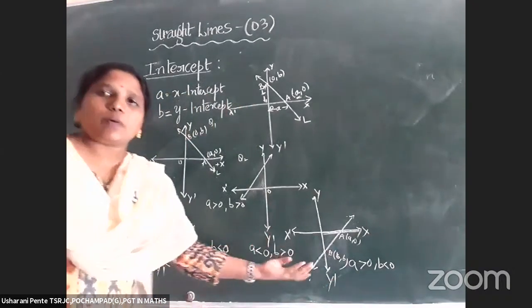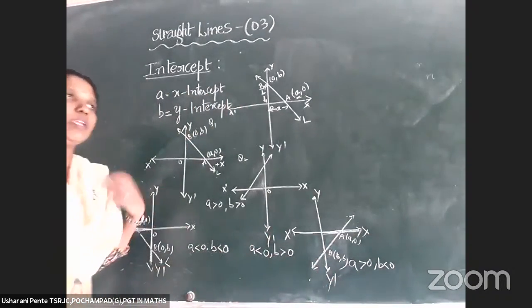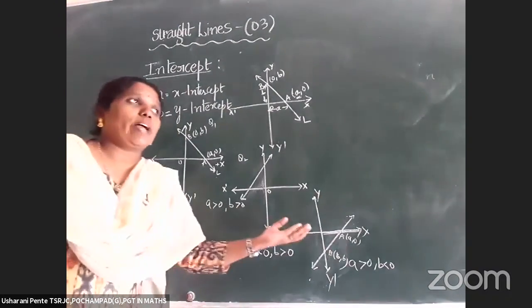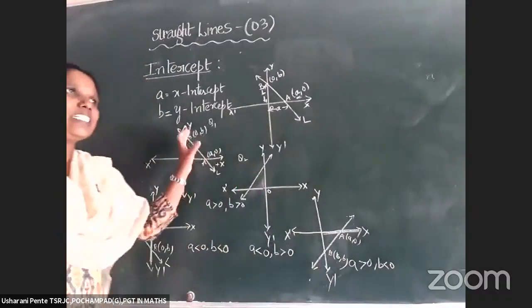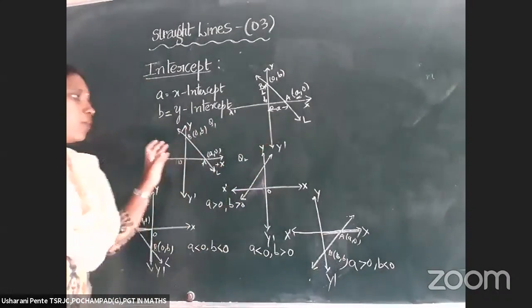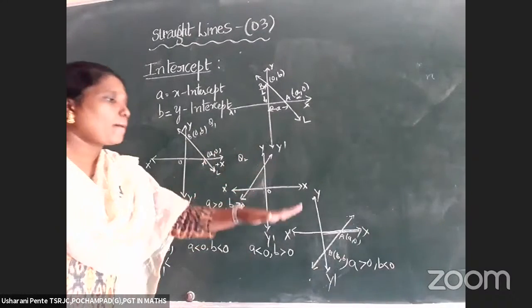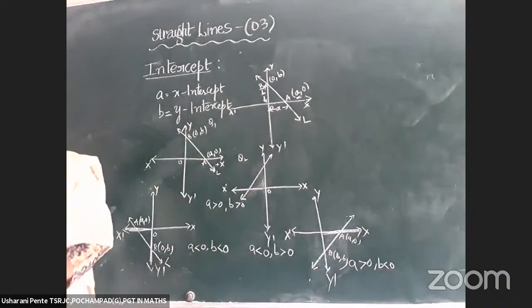Therefore, depending upon the values of A and B, that is, depending upon the values of the x-intercept and the y-intercept, we can say the position of the line.